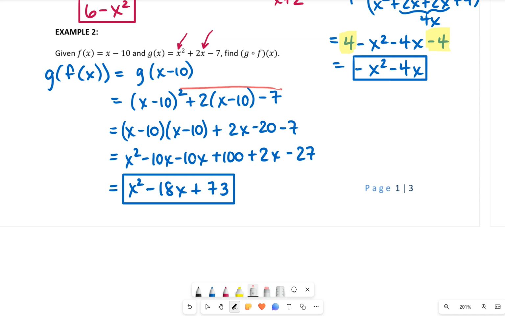So that's what I did right here. Instead of x squared, it was x minus 10 squared. Instead of 2 times x, it was 2 times x minus 10. And then the 7 just came down. From there onward, all you're doing is algebra. You're just simplifying. So I rewrote x minus 10 squared as x minus 10 times x minus 10, and multiplied. In the next step, I went ahead and distributed. Negative 20 minus 7 becomes negative 27. And then I just combined like terms to get this answer.